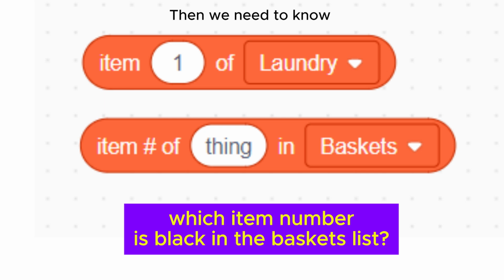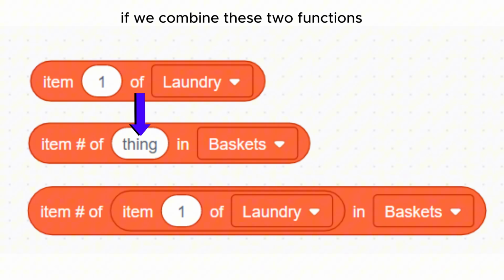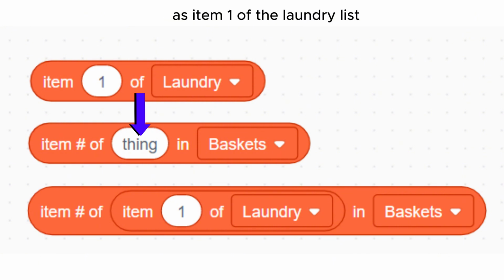Then we need to know which basket has the same color as item 1 of the laundry list. So we look for the position of the color black in the baskets list. If we combine these 2 functions as shown, we find the position in the baskets list which has the same color as item 1 of the laundry list.